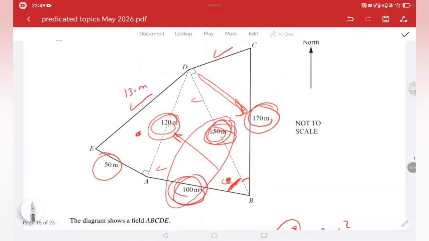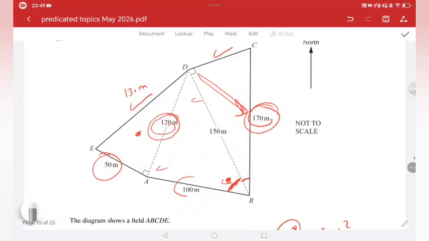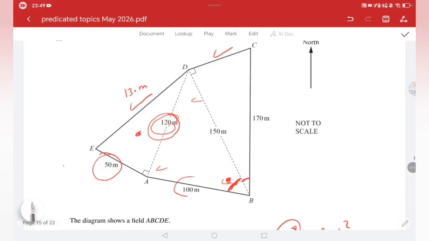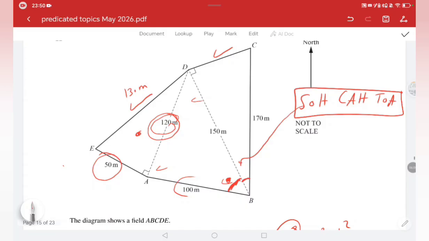CBD should be this one. Okay, so this triangle is, as you see, a right angle triangle, and there is an angle involved in the question. So you can use what we call trigonometric ratios, since there is an angle involved in the question.